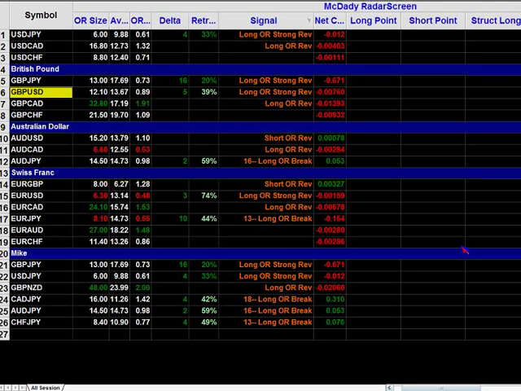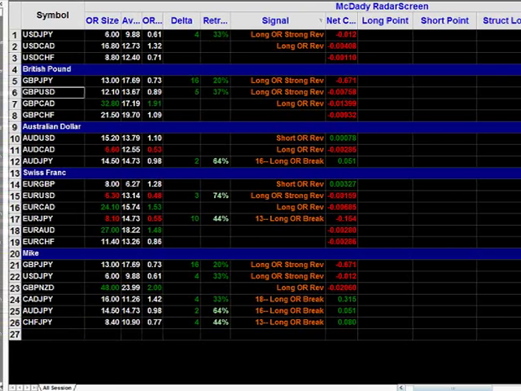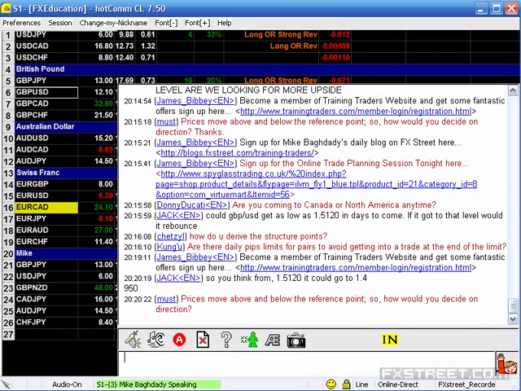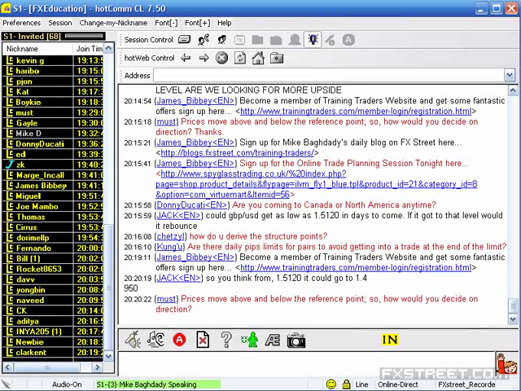Kung Fu or Kangu, are there daily pip limits for pairs to avoid getting into a trade at the end of the limit? I don't understand that question. Well, no, it's simple. If it gets above a reference point, then you're looking to buy.